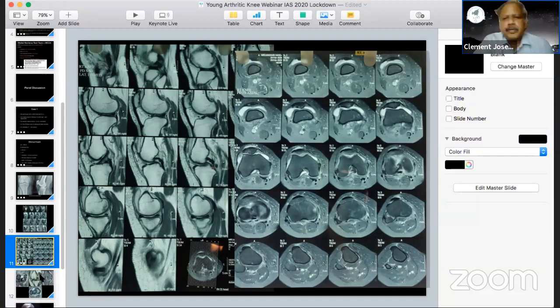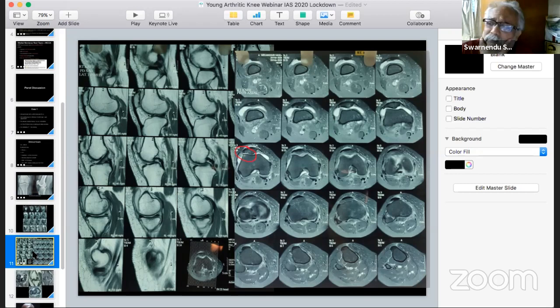How significant was the pain? Would you scope it first before going for an HTO? 100%. Always. I mean, scope at the same time, obviously at the same time, not just for doing the scopy itself.